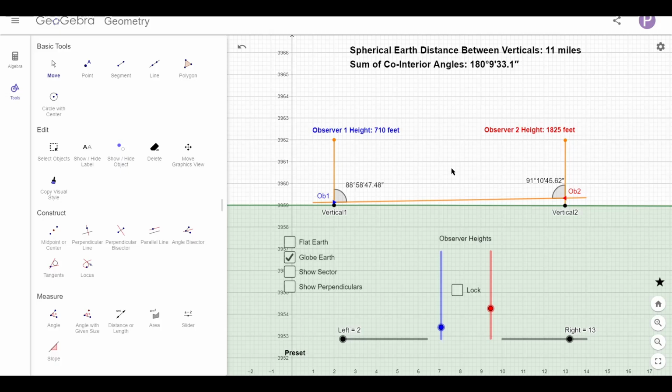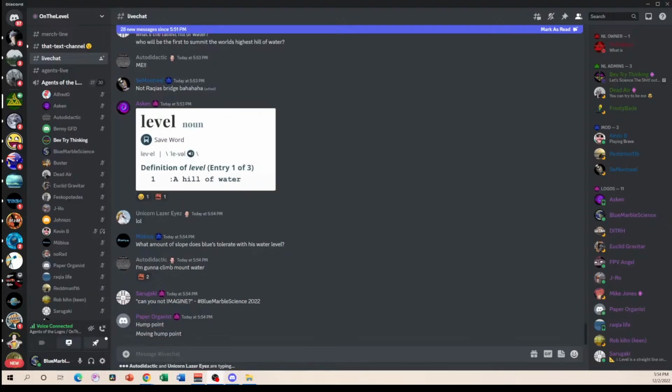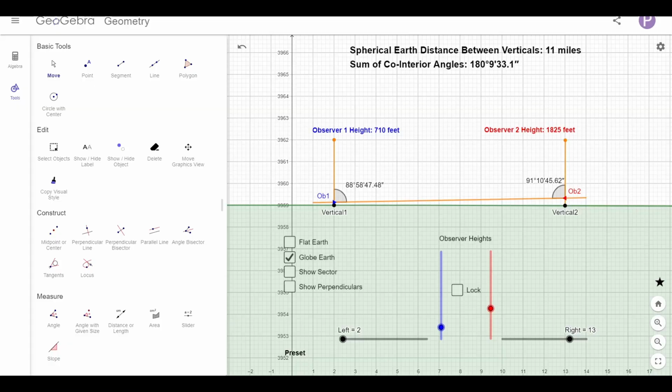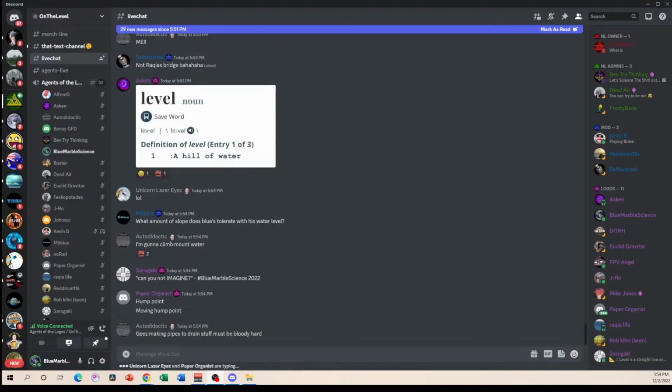I've roughly copied Larry and Jesse's heights, and this arc distance is exactly 11 miles. Here, the sum of the co-interior angles comes out to 180 degrees 9.5 minutes, and that's not that far away from their result. When you consider all the real-world data Blue brought to the debate, while Bev was still stuck on which way up and down was on the surface of a globe Earth, you have to come to the conclusion that all verticals are not parallel, and by extension, all horizontals are not parallel either.